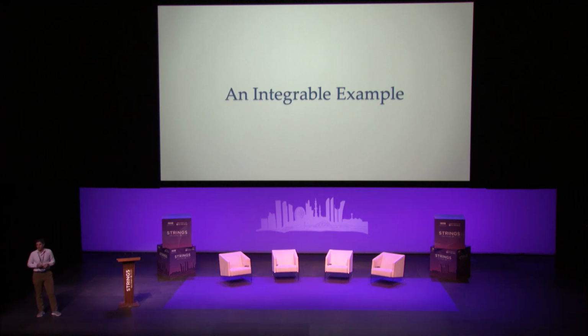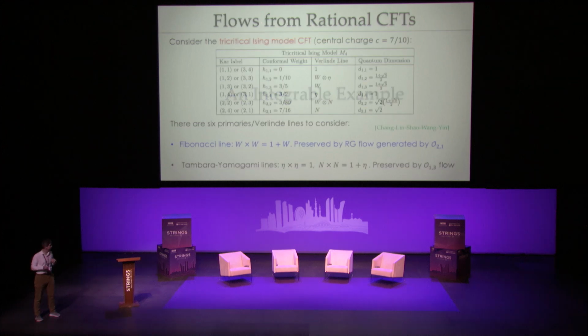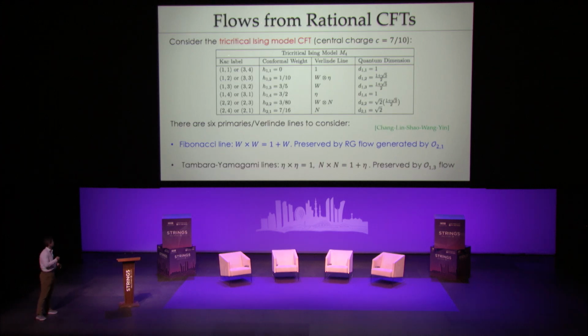Okay, let me do some examples. Let me start with an integrable example. That's nice because the answer is known. We can benchmark our techniques there. So we're going to consider the tricritical Ising model. That's this central charge minimal model. And there are 6 primary local operators and correspondingly 6 topological Verlinde lines we could study.